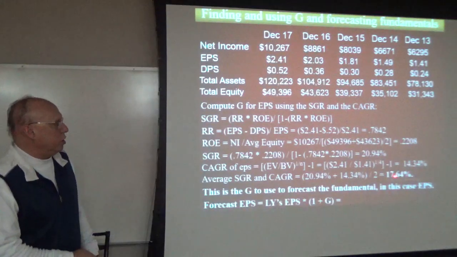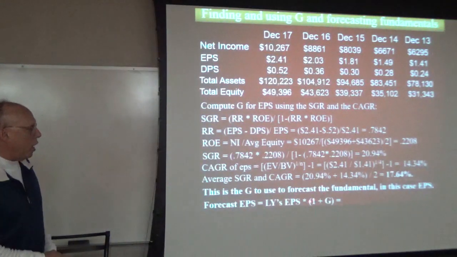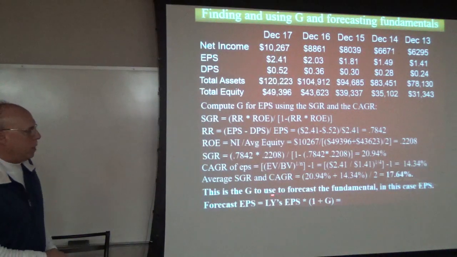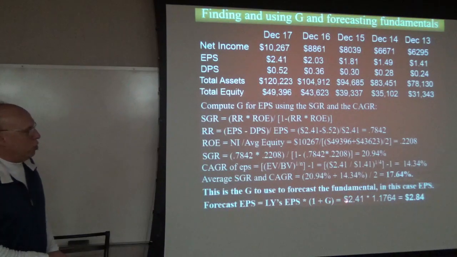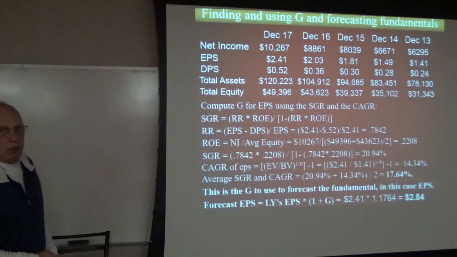So we're going to use this number here. We're going to add 1 to it, 1 plus 0.1764, and multiply it by last year's earnings per share, $2.41 times 1.1764, and we get $2.84. This is next year's earnings per share.